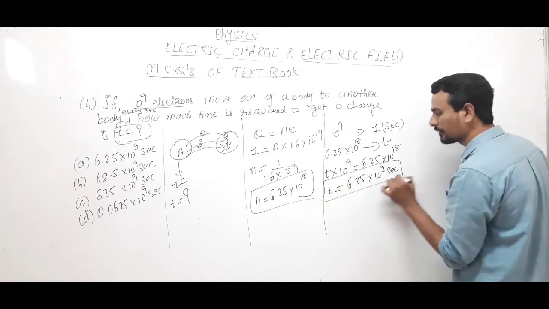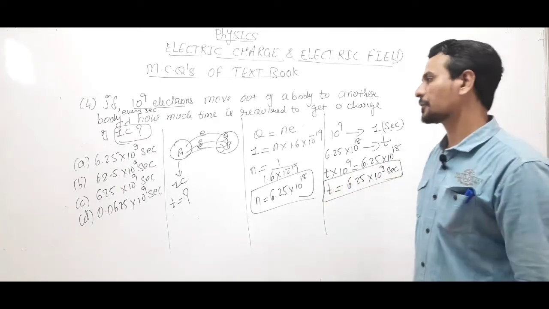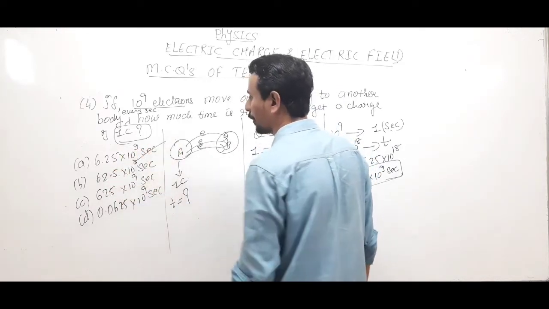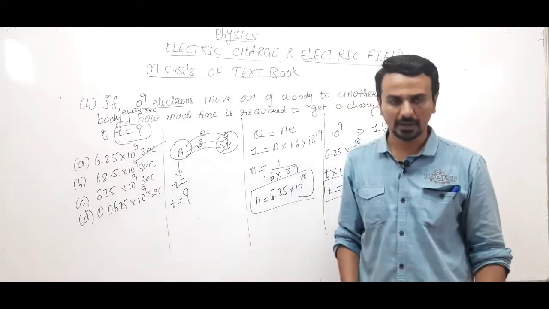This is the time required to get a charge of 1 coulomb. 6.25 × 10^9. This is your answer, A option. Got it? Clear? The next one.